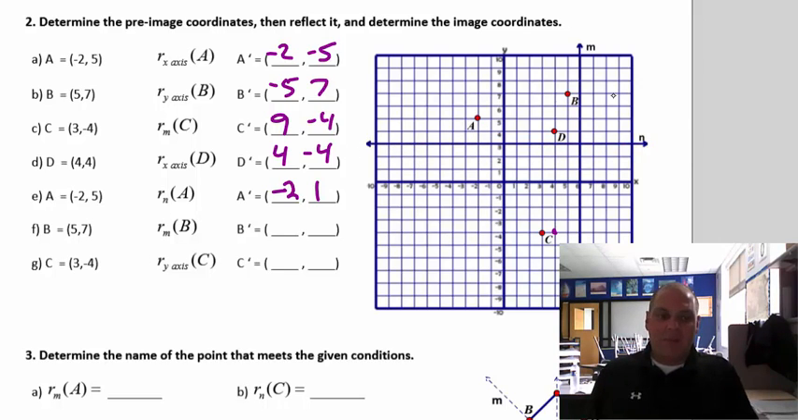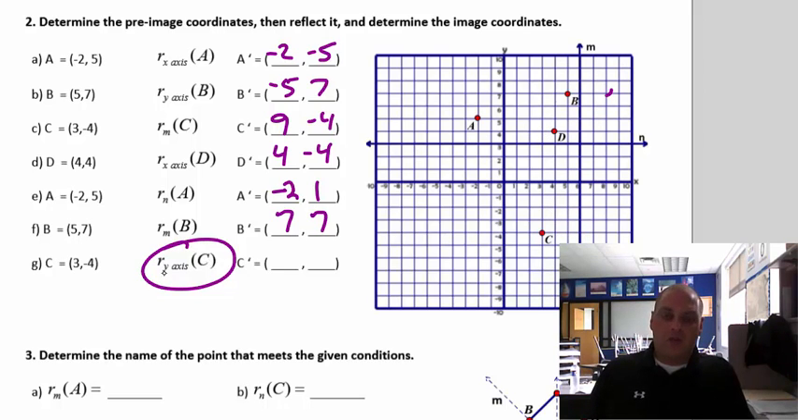Reflect over line M, point B. Here's line M. And now we want to reflect point B. Where's point B? Right there. Oh, it's only 1 unit away. Boom, boom. That's easy. There's B prime. It's at 7, 7. And then one more, we're going to reflect over the y-axis.